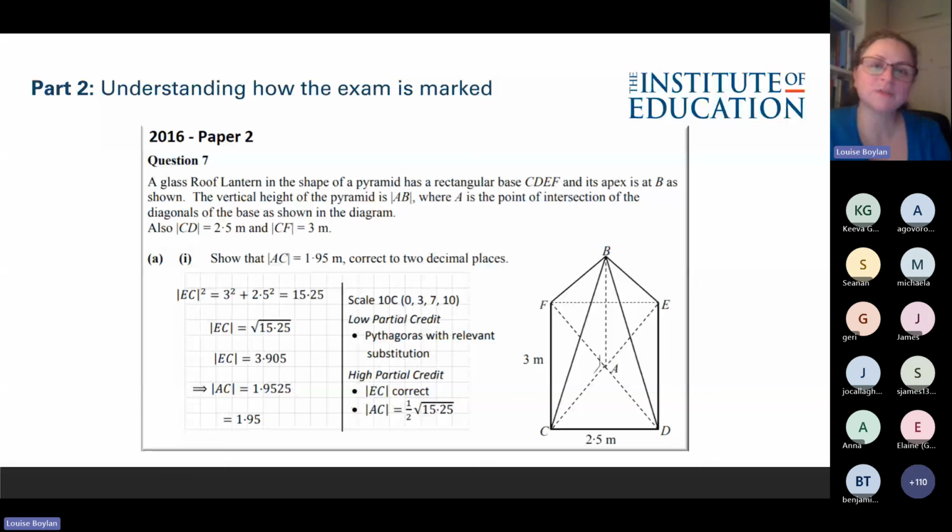So sometimes it can be tricky to get to the very top marks, to get to the 10 out of 10. It can often be, I won't say easy enough, but manageable to get to the low partial credit. But to get to the very, very top marks, you have to be bang on the money, right? You have to have it perfect, right? So watch out for that.